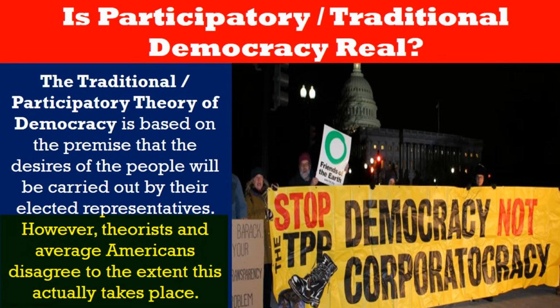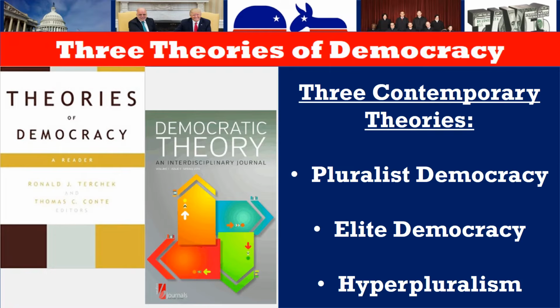However, theorists and average Americans disagree to the extent that this actually takes place. There are three contemporary theories of American democracy that you will need to know: pluralist democracy, elite democracy, and hyperpluralism. These theories provide more context for how policies and laws are really created in America, as opposed to just representatives carrying out the will of the people.